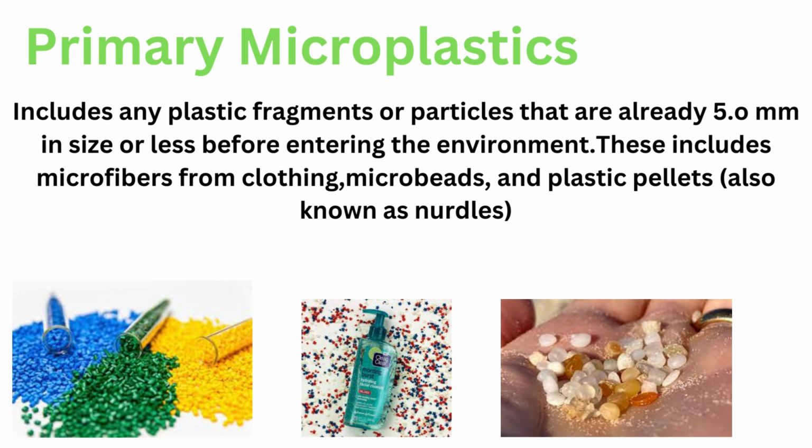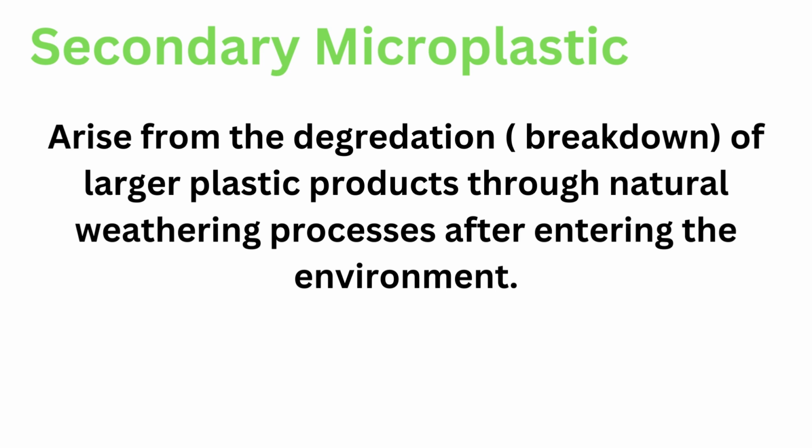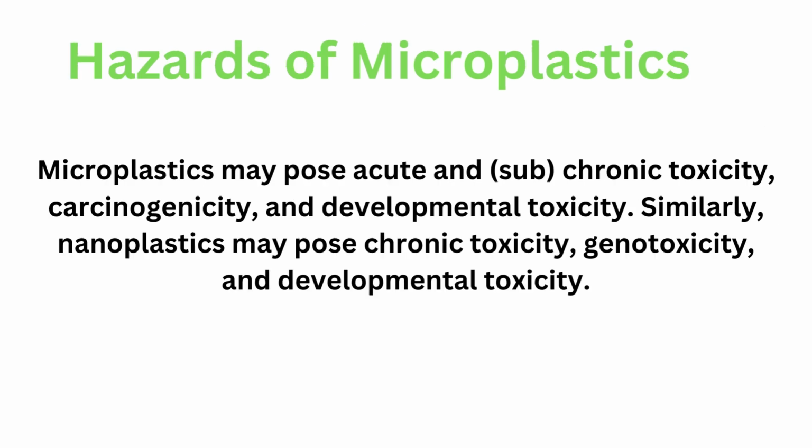These include microfibers from clothing and microbeads. So in the slide, on the left side the picture is of microbeads, the middle one is plastic pellets, and the last one is nurdles. And what are secondary microplastics? They arise from the degradation or breakdown of plastic products through natural weathering processes after entering the environment.